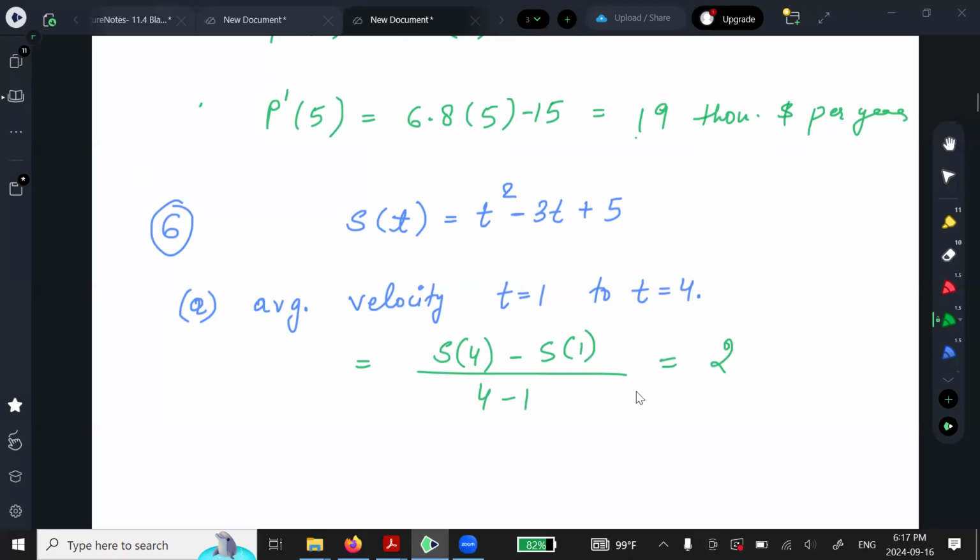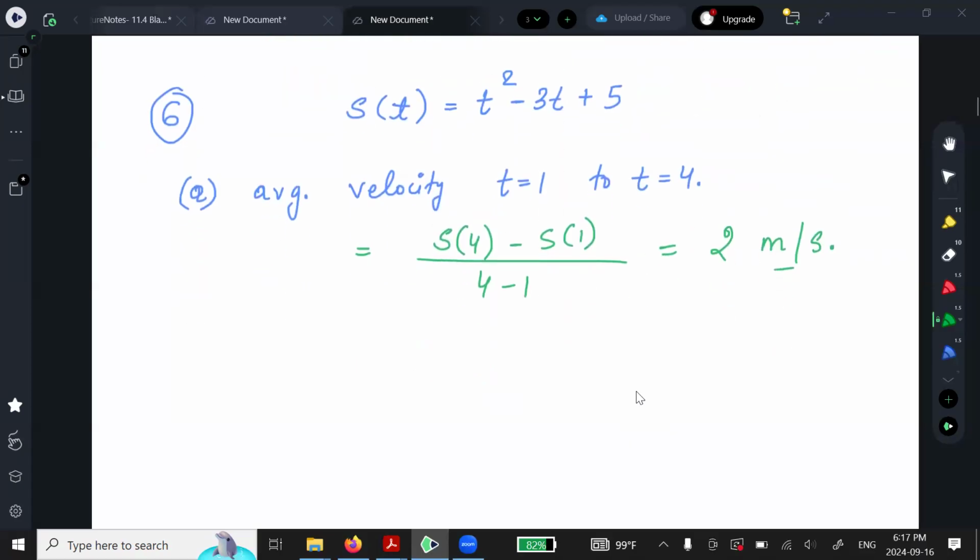And what are the units now? Meters per second. This makes sense? Okay, what about part B? I want to find the instantaneous. Sometimes the word instantaneous might not be there, but they'll just tell you, I want the rate of change at one point. Then you immediately know I have to differentiate, right?